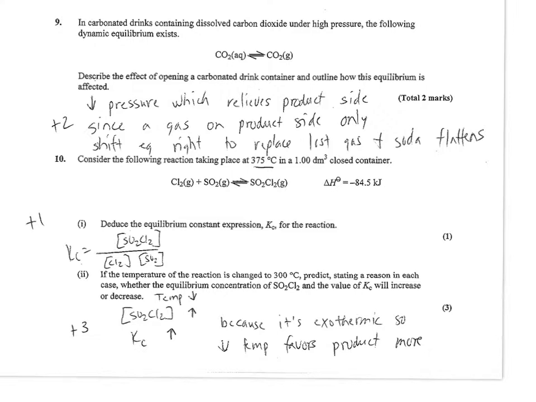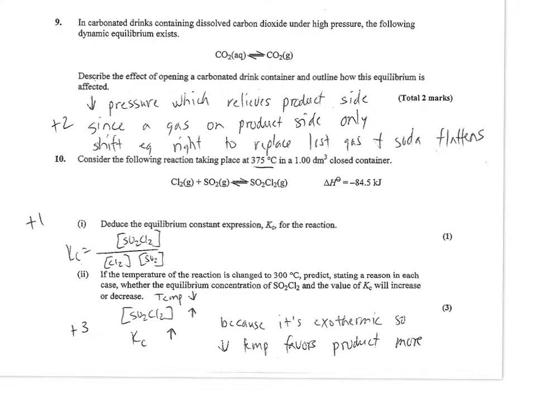On number 10, we've got an equation there. Cl2 plus SO2 forms SO2Cl2, and we see it's exothermic. It's taking place at 375 degrees in a 1 liter closed container. So deduce the equilibrium constant expression. This is pretty straightforward. Put the product on top, there's no exponent. Multiply the two reactants on the bottom, and you have your expression.